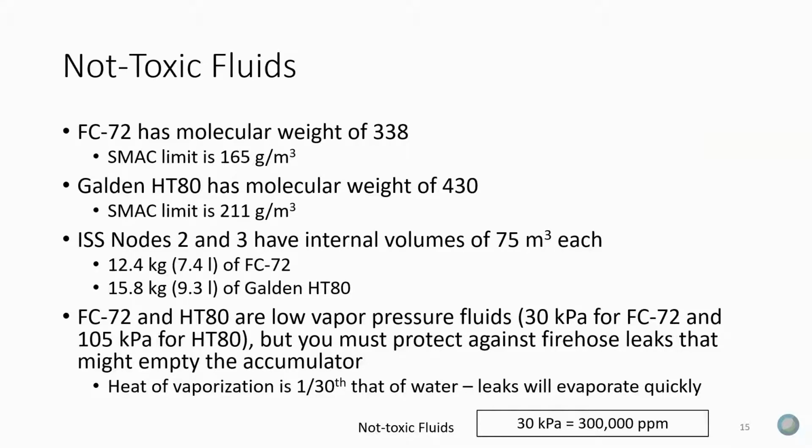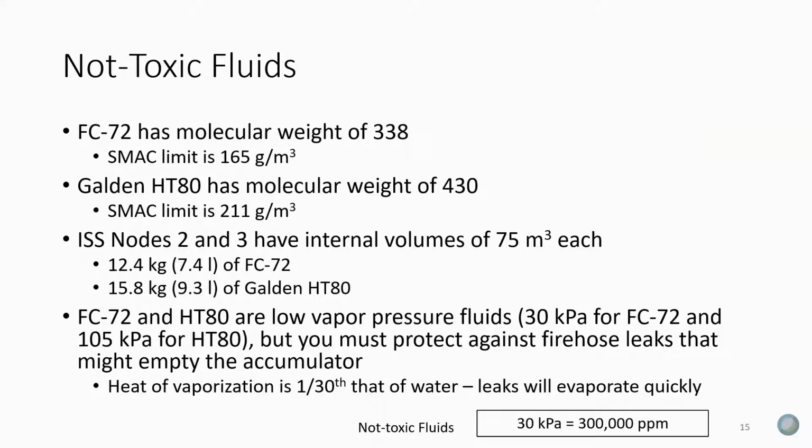So what does 11,000 parts per million mean? There's a lot of information on this chart, but it works out that we're looking at a limit of roughly 200 grams per cubic meter. If we look at, just for comparison, Space Station Nodes 2 and 3 have internal volumes of 75 cubic meters, which means that we can have up to 8 or 9 liters of these things in the cabin and still be below the SMACs.